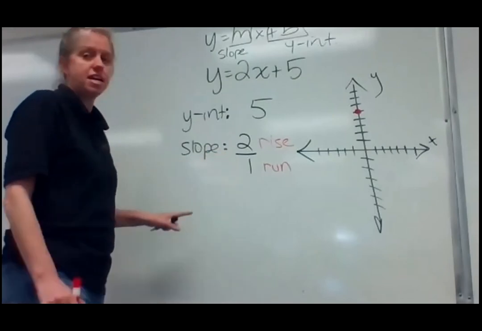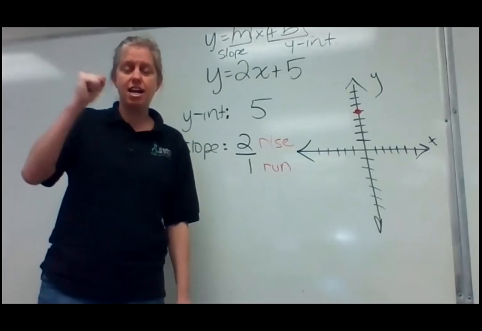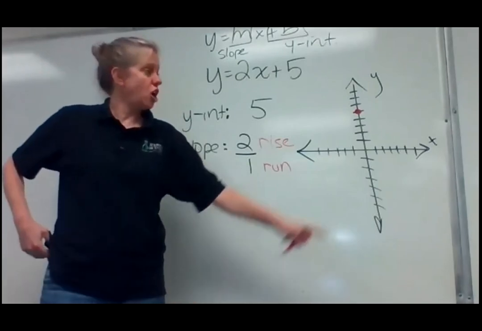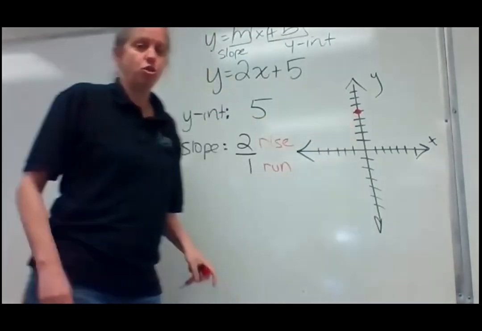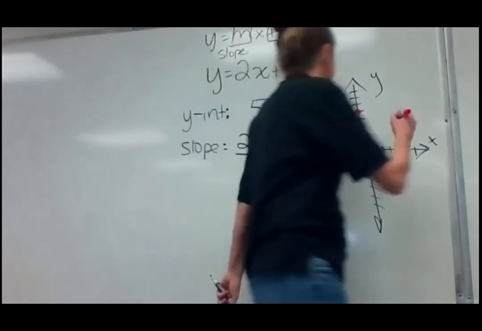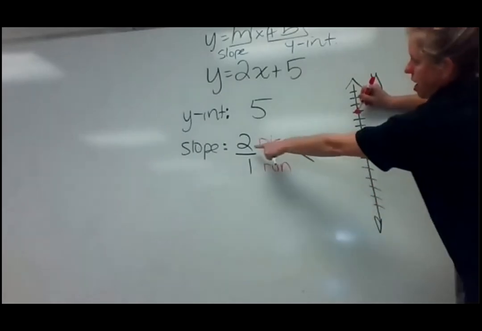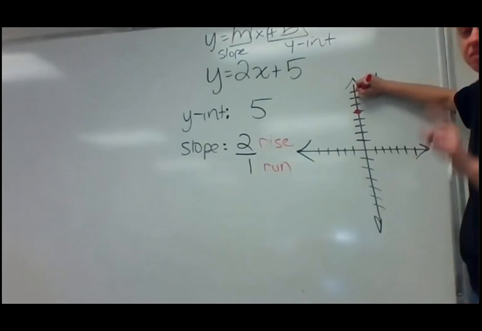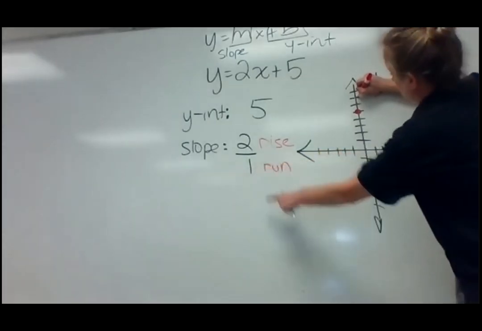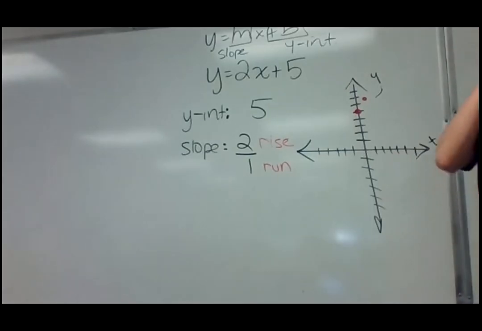Now, the second step is, or I guess the third, is to count out the slope, the rise and the run, starting from this point that you just put on the y-axis. So do your rise first. So if I'm starting from here, I need to rise up 2. Since my rise is positive 2, I'll go up 1, 2. Don't put a point there. You have to count out your rise and your run. So I rose up 2. Now I want to run to the right 1. That's where you'll put your second point.